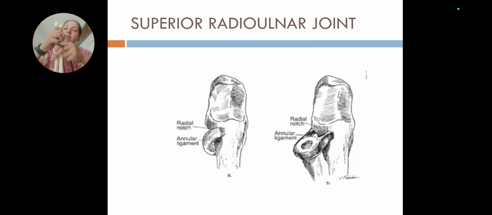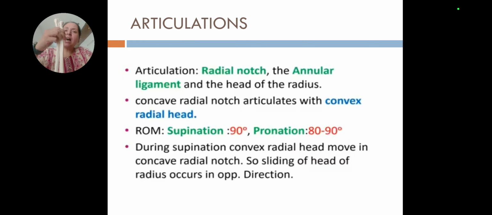Let me hold it like this, then only you can see it properly. Fine. So this is basically a ring-like structure holding it. That is called the annular ligament. So there is a radial notch, there is a radial head. So the articular surface is the radial notch, the annular ligament, and the head of the radius. We have seen the concave radial notch which articulates with the convex radial head.